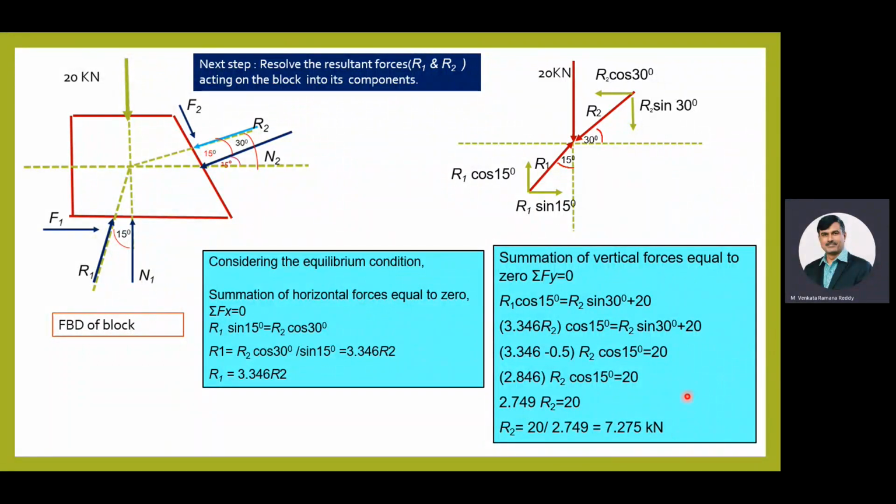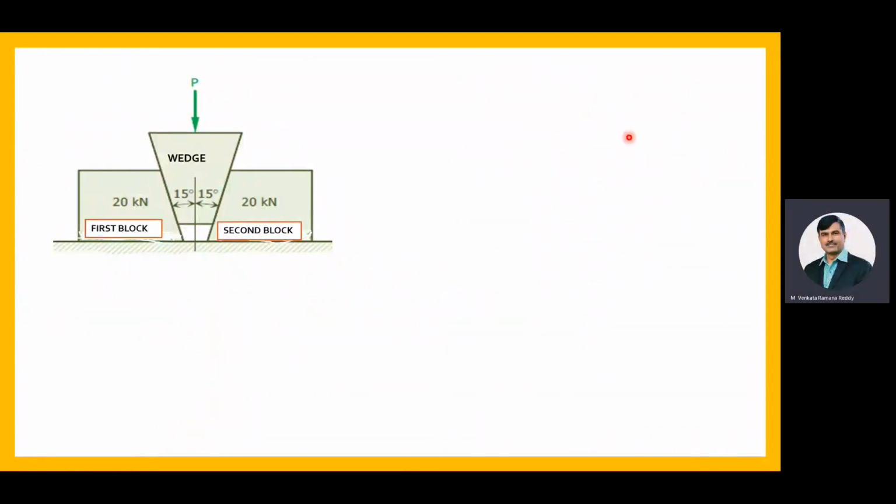That is, the resultant force R2 is equal to 7.275 kilonewton. This value is to be used in the next stage of the solution. Next step is to draw the free body diagram for the wedge. Now we will consider drawing the free body diagram for the wedge. For drawing the free body diagram for the wedge, we will consider active forces as well as reactive forces acting on the wedge.